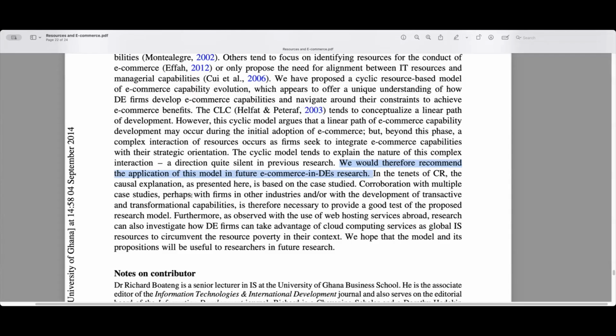Collaboration between multiple case studies, perhaps, with firms in other industries and other development of other transactive and transformation capabilities is therefore necessary. Furthermore, as observed, the use of web hosting service abroad, research can also investigate how developing countries take advantage of cloud computing services as a global information system. So somebody can study e-business, but from the cloud computing perspective, where do they host their websites and stuff?